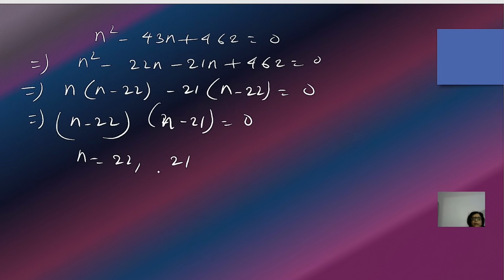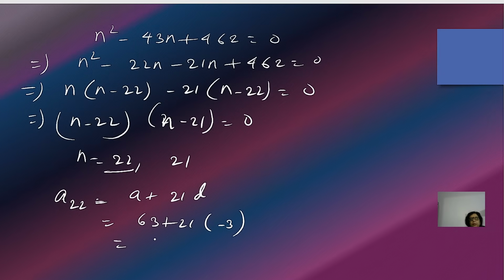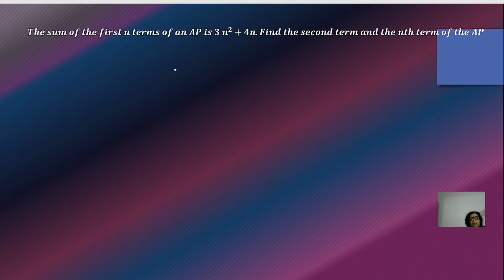Now we are getting two answers. That means if we add 22 terms, we'll get the same summation, and 21 terms also, we'll get the same summation. But we have to justify this. So we'll find the value of a22. So a22 will be equal to a plus 21d, which is equal to 63 plus 21 into minus 3. So this becomes 63 minus 63, that is 0. So the 22nd term is 0, so it does not make any difference if we have 22 terms or 21 terms. 0 will not create any difference.